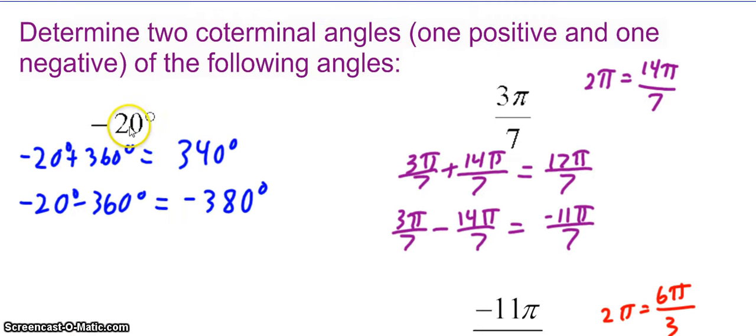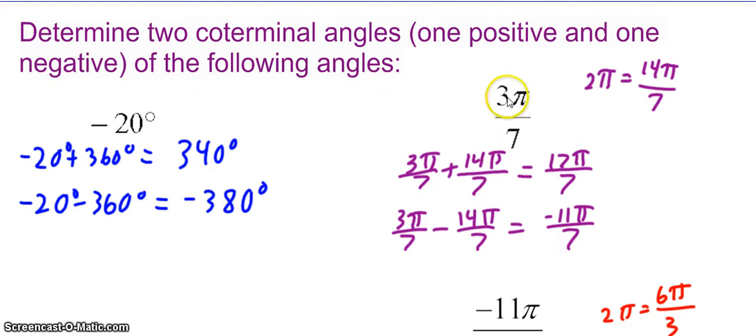Alright, so hopefully for negative 20 degrees, if I add 360, I get 340 degrees. If I subtract 360, I get negative 380 degrees. These are two correct answers. Remember, we're looking for one positive and one negative. So here's a positive answer, here's a negative answer, but I could continue to add 360 or continue to subtract 360 from either of these answers to get more positive or negative coterminal angles.